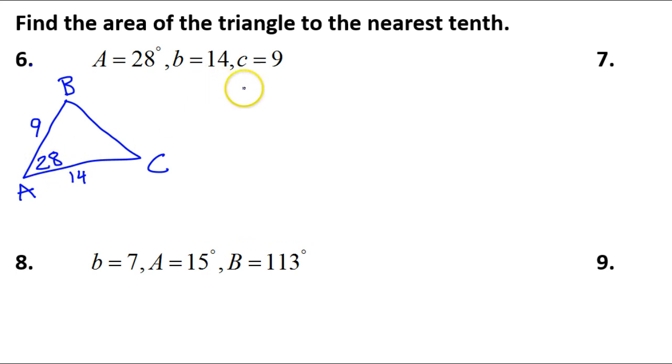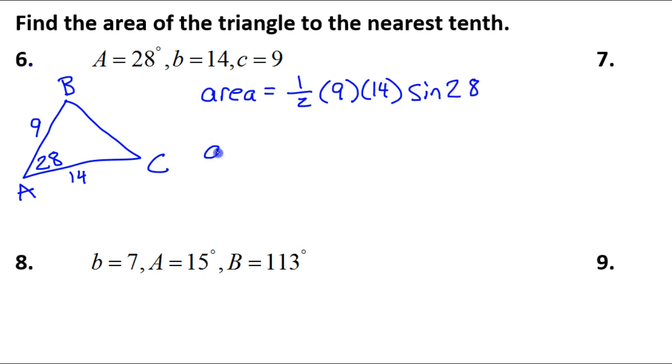Anytime you have that, you can find the area of the triangle using the following formula. It's just going to be 1/2 the product of the two sides, so 9 times 14, and then times the sine of the included angle, so sine of 28. So you can just put all of this in your calculator.